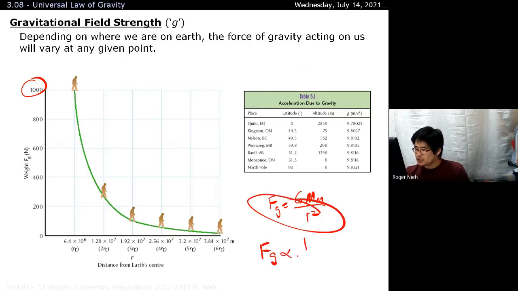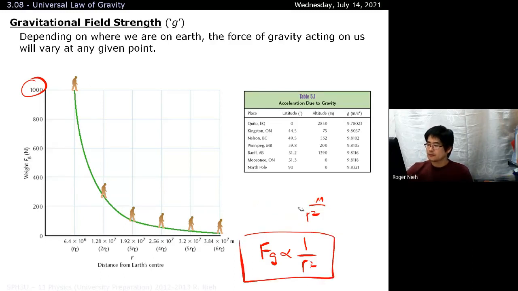Fg is proportional to 1 over r squared. That is true. Any questions so far? Inversely proportional. Oh, sorry, inverse squared. This is an inverse squared correlation.